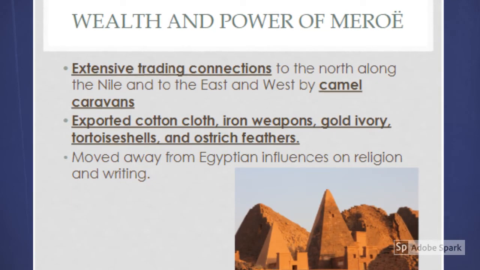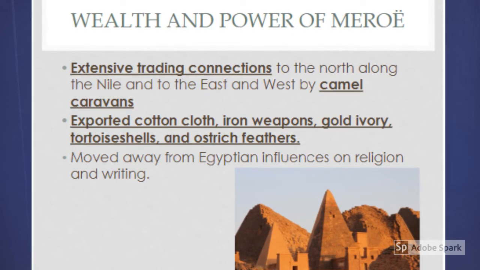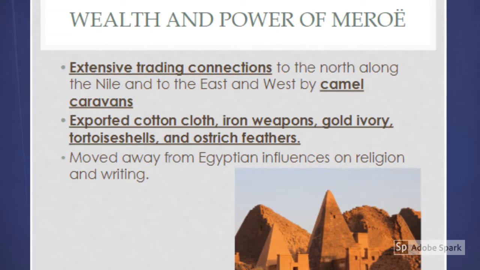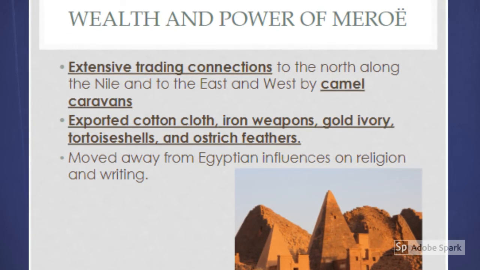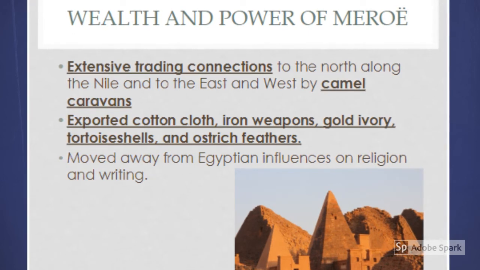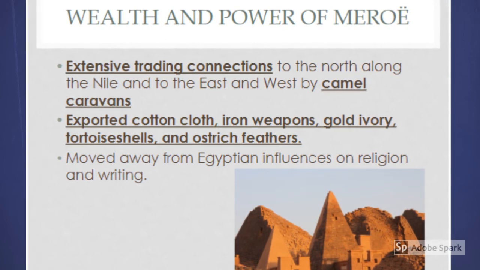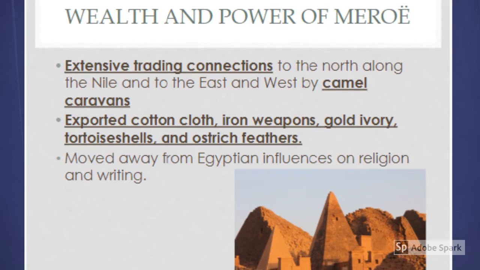Meroe had most of its trade partners to the north along the Nile River, and the decline of Egypt put a big hit on their trade exports. Their main exports were things like cotton cloth, iron weapons, gold and ivory, tortoise shells, and ostrich feathers. Most of these things you'll notice are luxury goods. You don't need ostrich feathers and tortoise shells to survive. They just make really cool decorations.